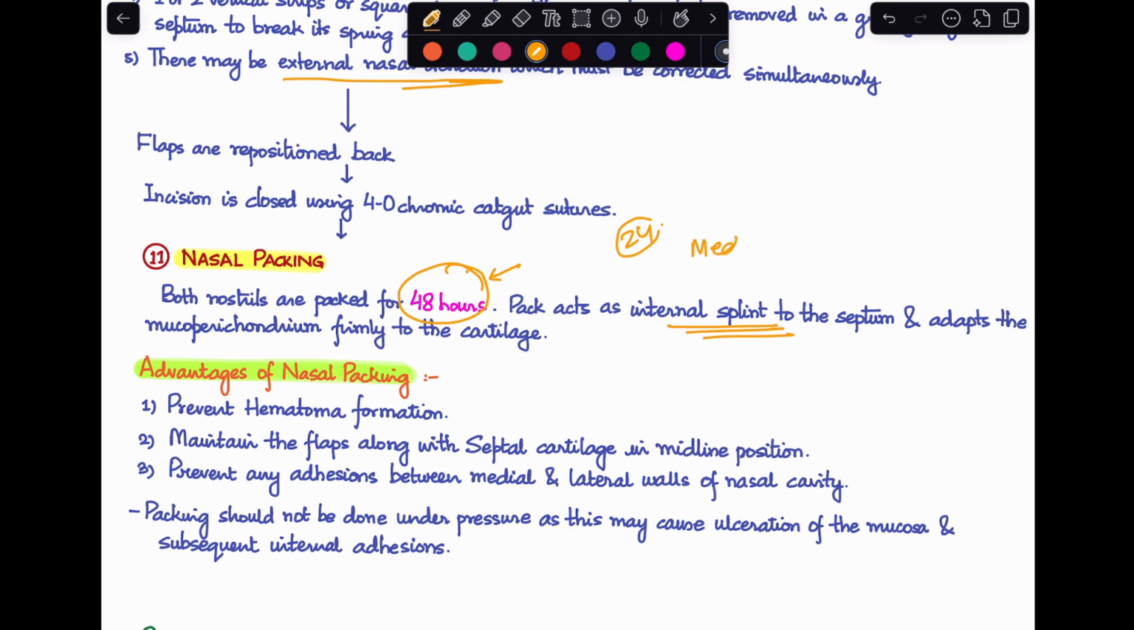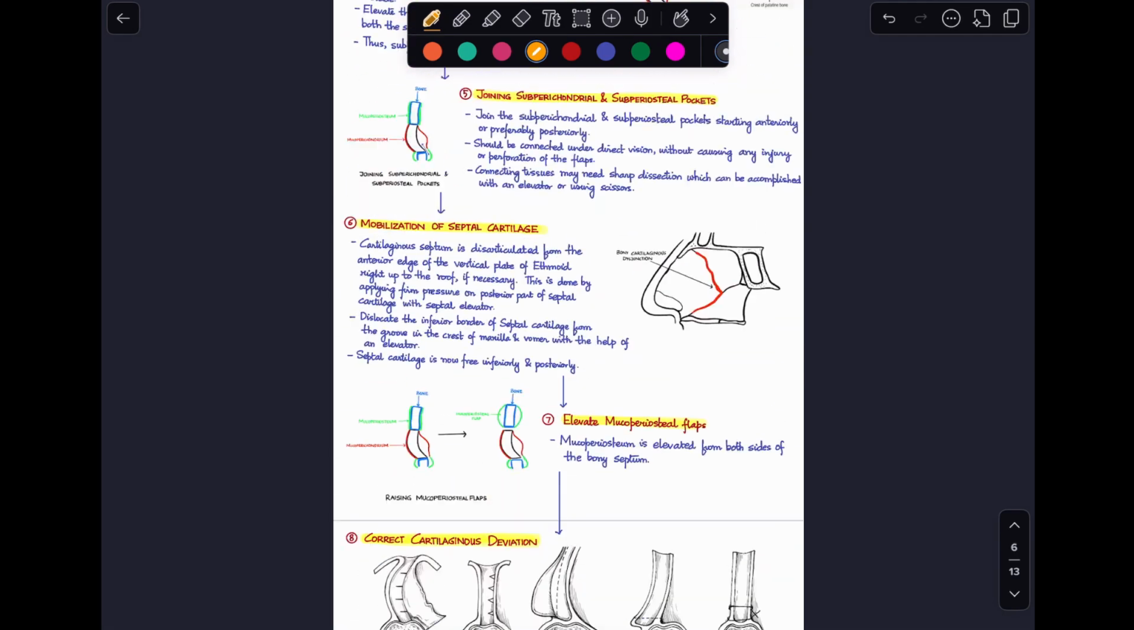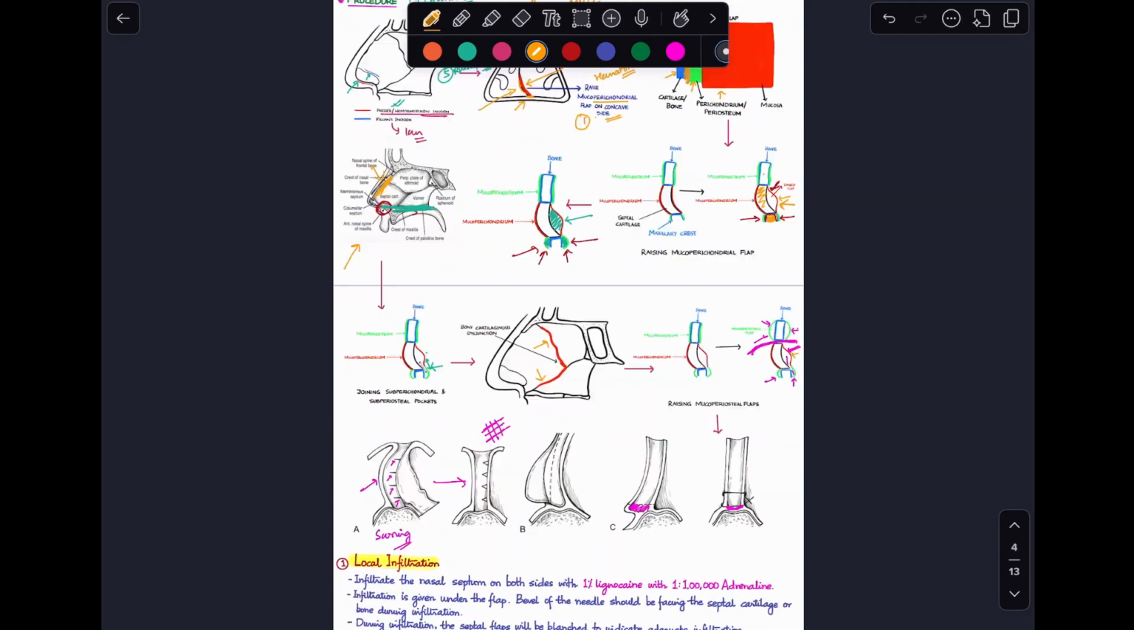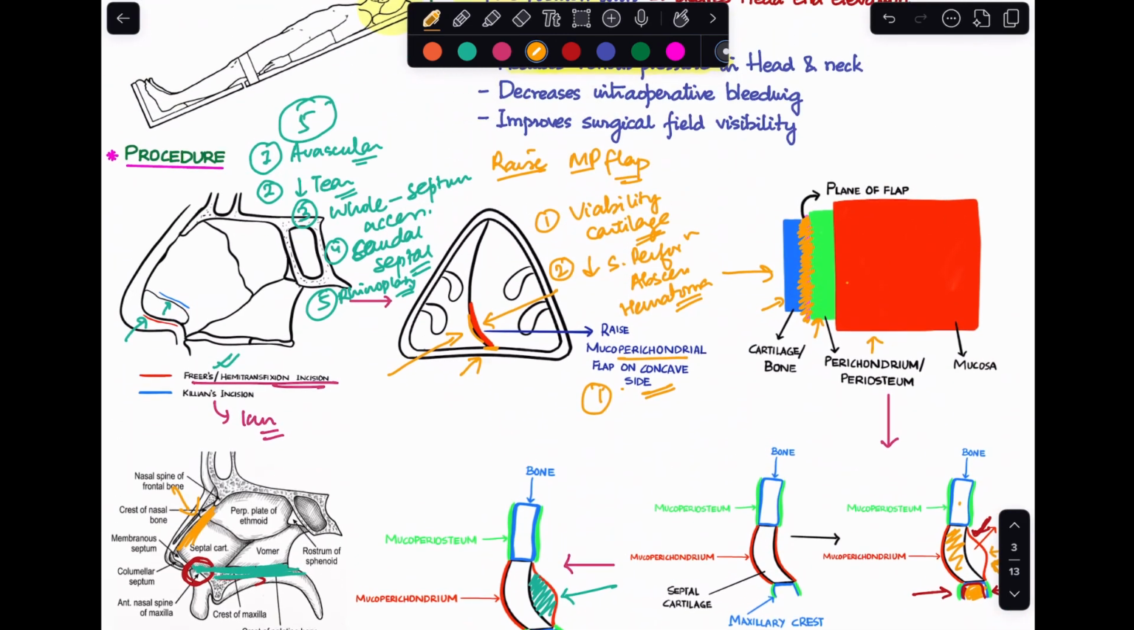We can either use medicated ribbon gauze for these cases, or more commonly nowadays, Merocell packs are used. So that's how we do the septoplasty procedure. That is all the steps over here. If we had to summarize very quickly, we position the patient in a supine position with a 15-degree head elevation.